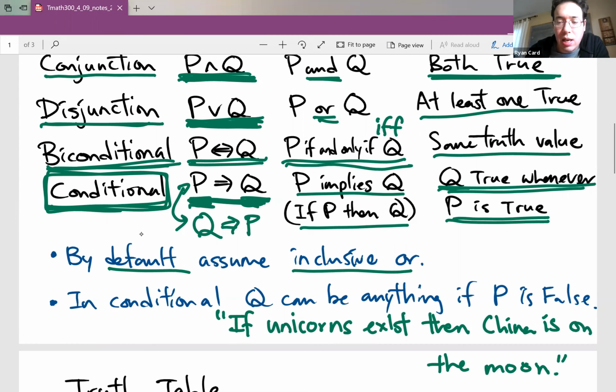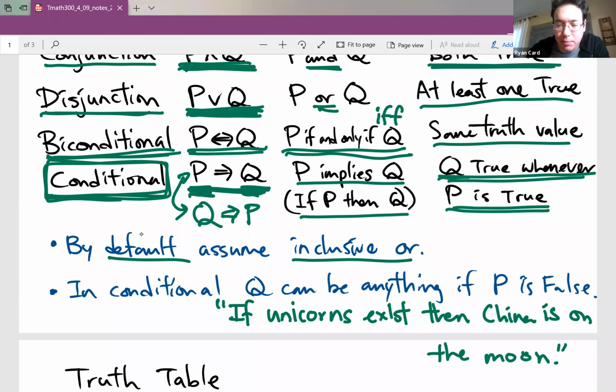This sentence is absolutely absurd, but considered in logic, it's actually a true statement. The reason is that the if part is false. Unicorns don't exist, so it doesn't matter what is said after the then part. As long as a true statement is not pointing towards a false statement, you're allowed to say anything you want, and the conditional would be a true statement.